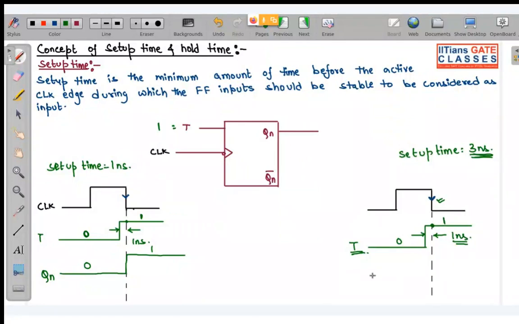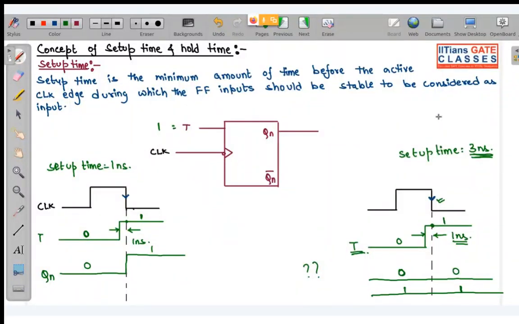So if this is considered as 0, we cannot say what will be the next state. Why? Because even I cannot comment whether, if I had initialized it with 0, then it will be 0 only. But if this was initialized with 1, it will be holding the value, so then it will be 1. So I cannot say correctly what will be the state of the flip-flop whenever such a condition occurs.